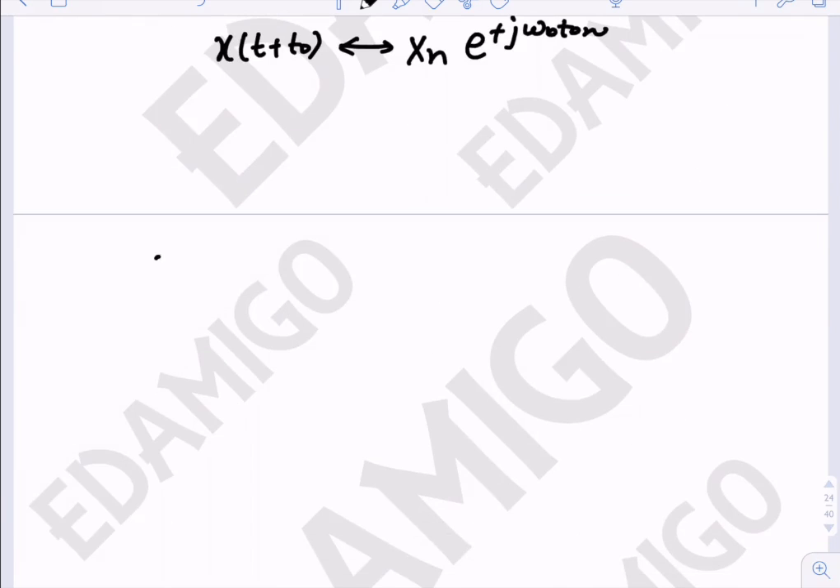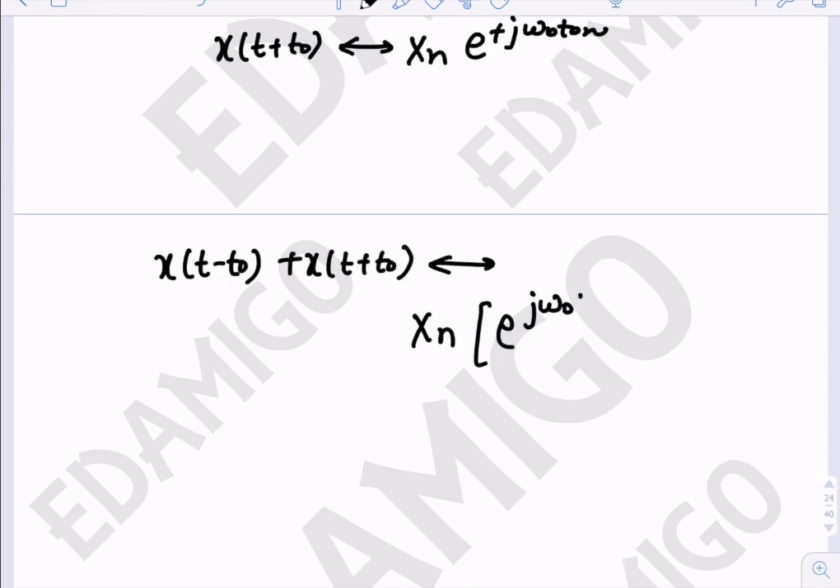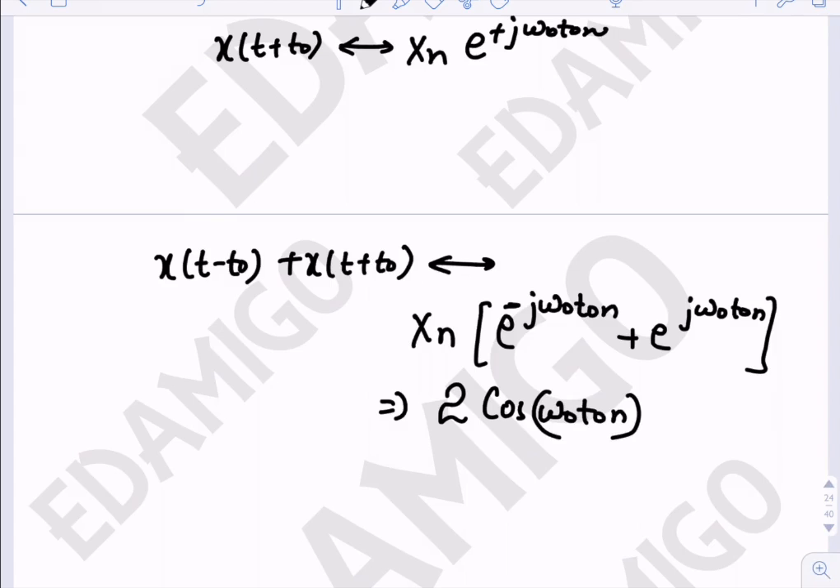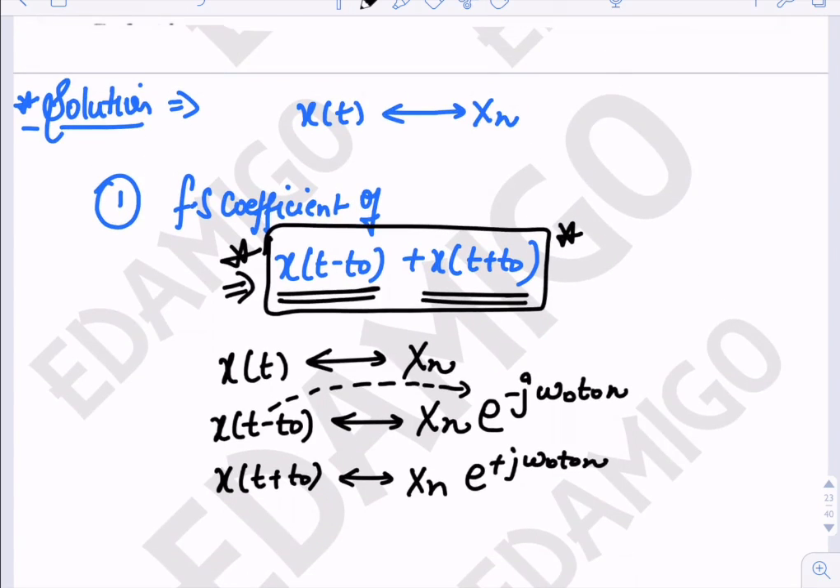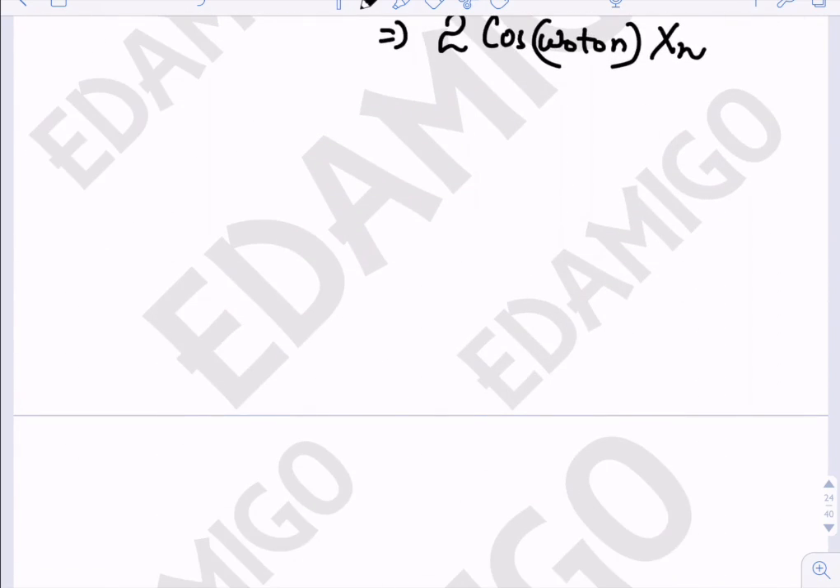So x(t minus t naught) plus x(t plus t naught) will have the Fourier series coefficient x_n times e to the power j omega naught t naught n plus e to the power minus j omega naught t naught n, which comes out to be 2 times cos of omega naught t naught n into x_n. This helps you recall the time shifting property. Now let's solve the second part of the question.